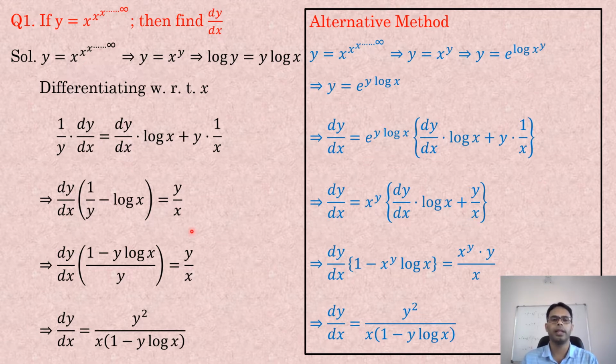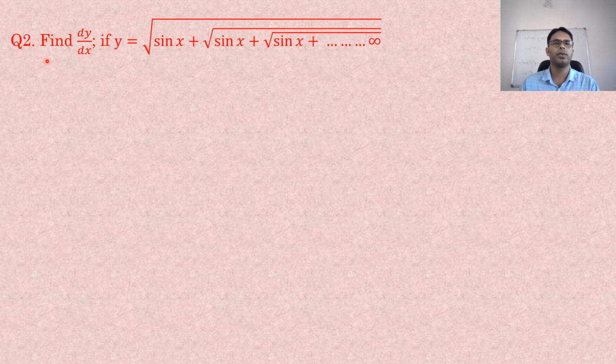Okay, so let me take the next question. Find dy/dx if y is equal to this expression. This is also a symmetric infinite series, because the same term is repeating again and again up to infinity: root over sin x plus root over sin x plus root over sin x. So this is actually a symmetric infinite series.